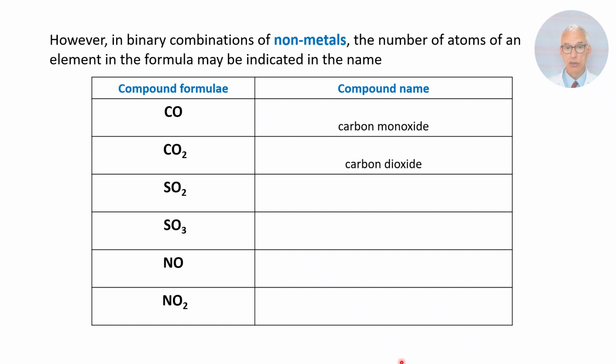Okay, so I'm going to reveal sulfur dioxide, follows the pattern of carbon dioxide, sulfur dioxide. Sulfur trioxide is 3 oxygens to 1 sulfur, sulfur trioxide. Nitrogen monoxide, nitrogen dioxide. So again, in combinations of non-metals, the number of atoms in the element formula may be indicated in the name, and you will be expected to be fluent with these names and molecular formulae.